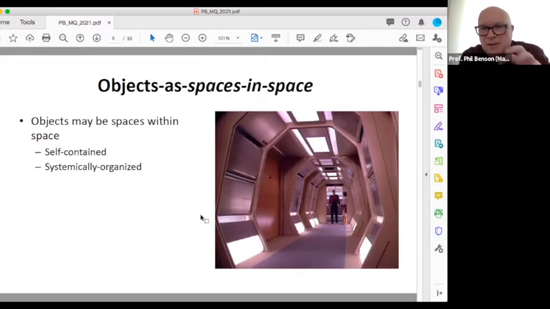So I guess the Starship Enterprise was this kind of self-sufficient system that kind of powered itself and could wander through space indefinitely.